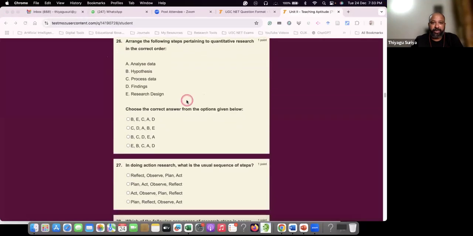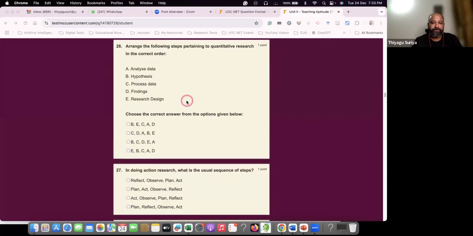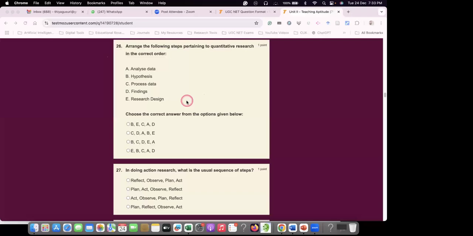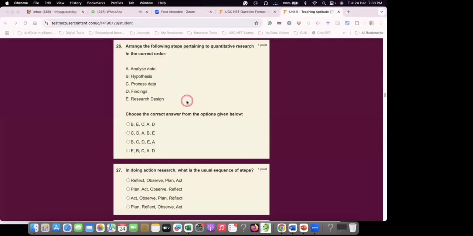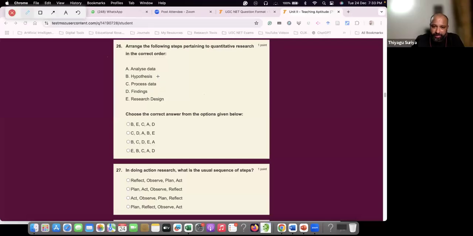Okay. Now we can see this. What may be the answer for this question? Arrange the following steps pertaining to quantitative research. We are talking about quantitative research here. What will be the correct answer in this case? What is the first step? Number one, hypothesis. Yes, hypothesis is number one. What is the second step?